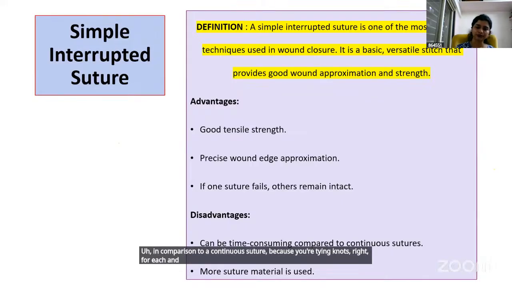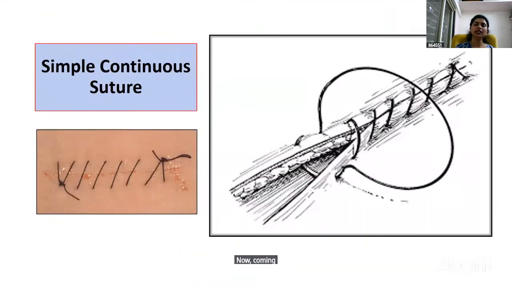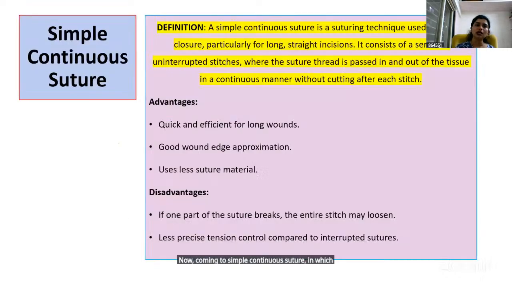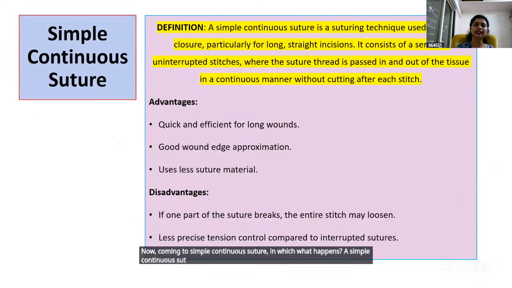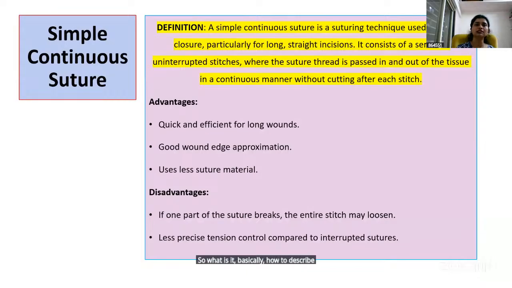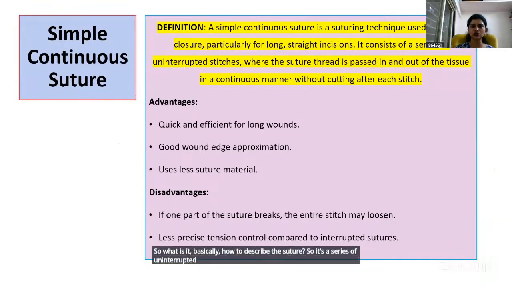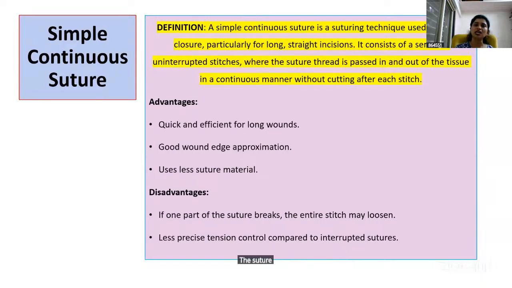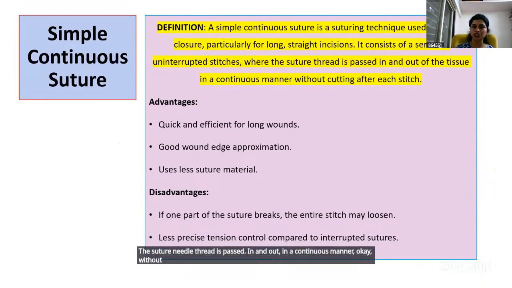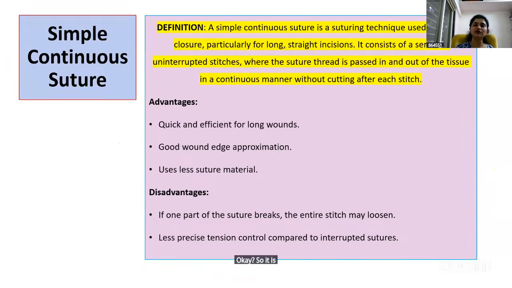Now coming to the simple continuous suture. A simple continuous suture is a suturing technique in wound closure, specifically used for long straight incisions. So how do we describe it? A series of uninterrupted stitches is used, where the suture needle and thread are passed in and out in a continuous manner, without cutting each stitch. Correct? So it is very quick and efficient for long wounds. Good wound approximation is achieved, and less suture material is used because you are not putting in multiple knots.